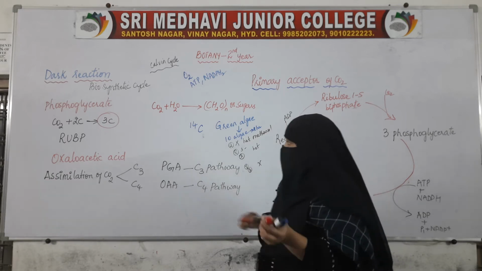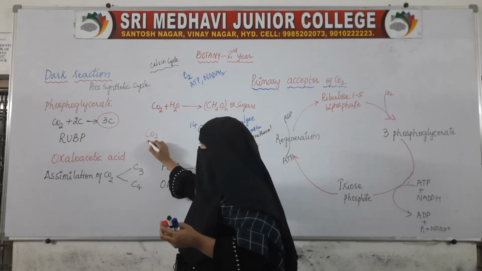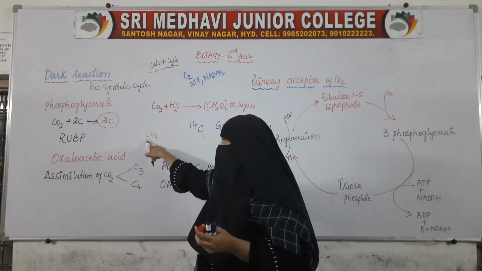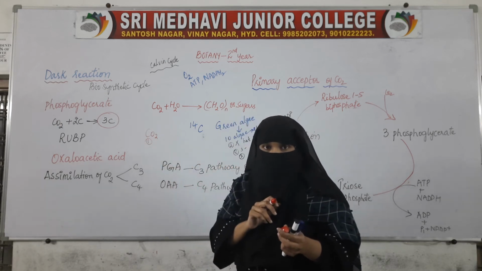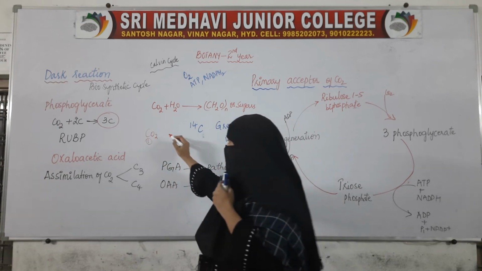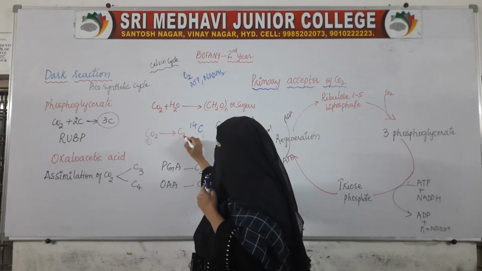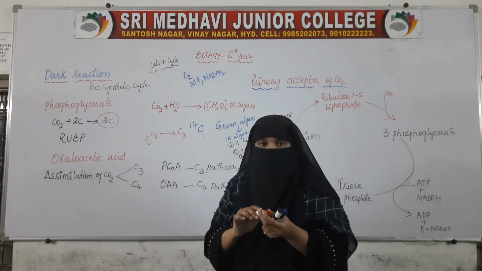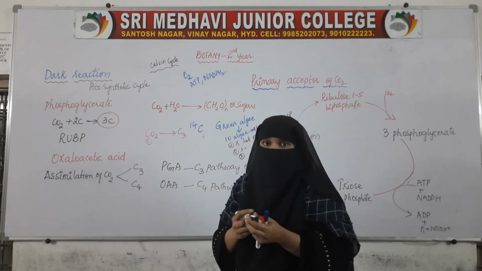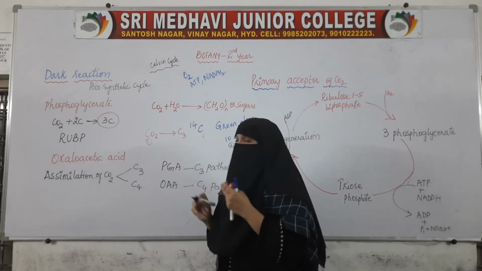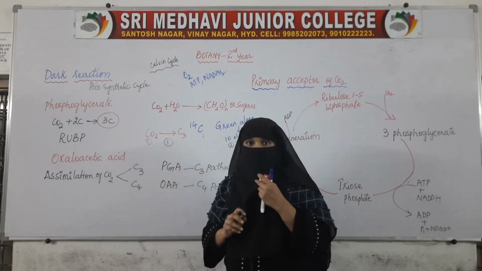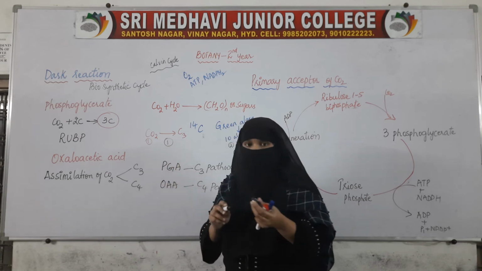Carbon dioxide is a 1-carbon compound, because it has only 1 carbon atom, though 2 oxygens are there. So this 1-carbon compound changed into a 3-carbon compound in the first stage. The first thing formed was a 3-carbon compound.